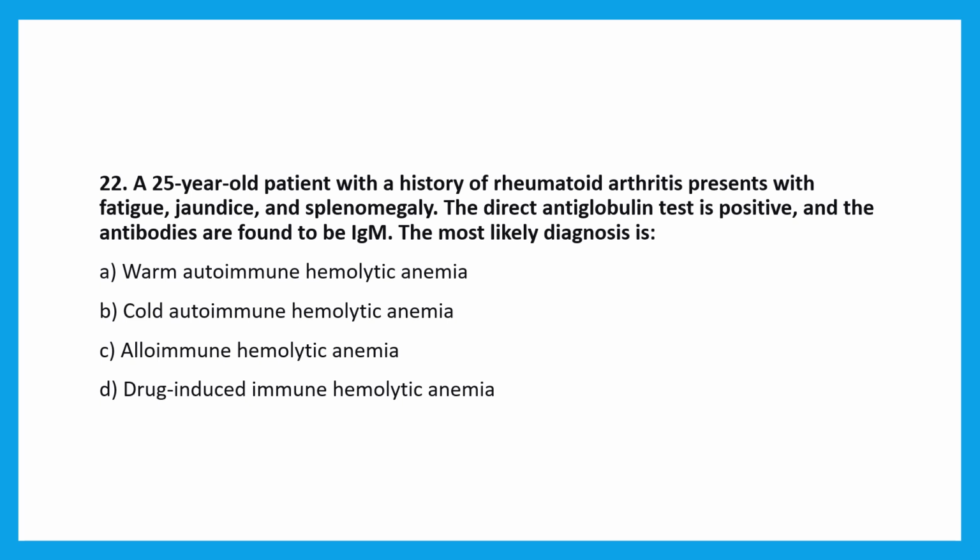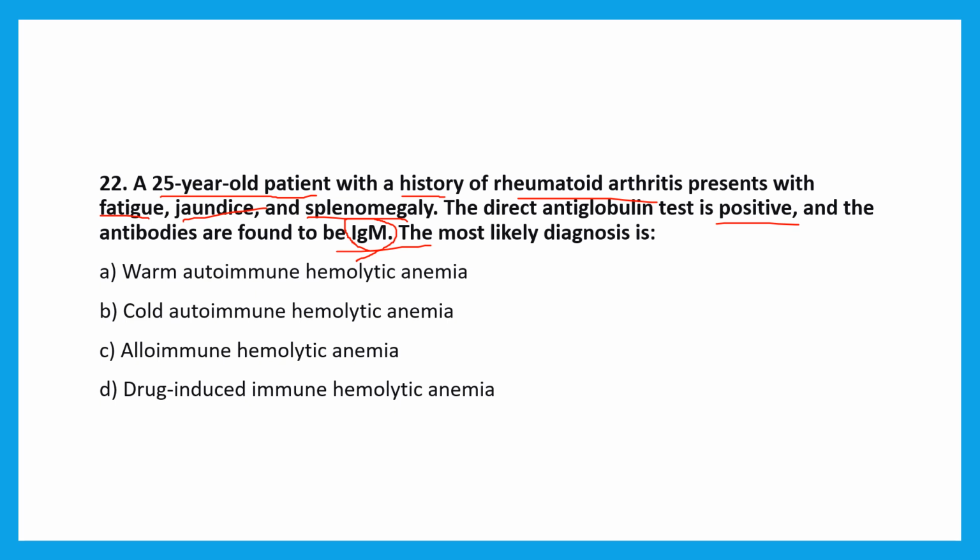A 25-year-old patient with a history of rheumatoid arthritis presents with jaundice, fatigue, and splenomegaly. Okay, that is positive. Antibodies are found to be IgM. What's the most likely diagnosis? This one we already said, isn't it? So look at this, the classic finding of IgM.